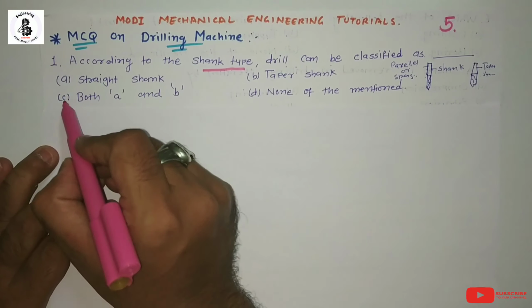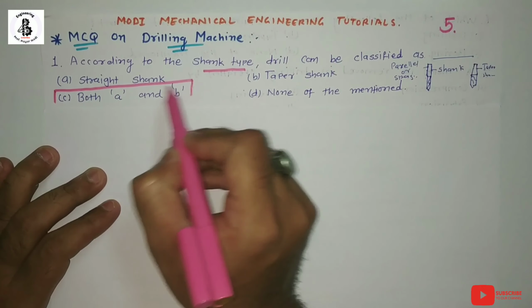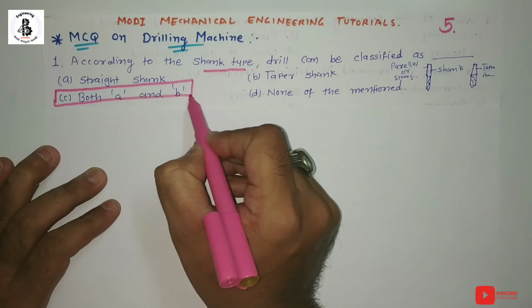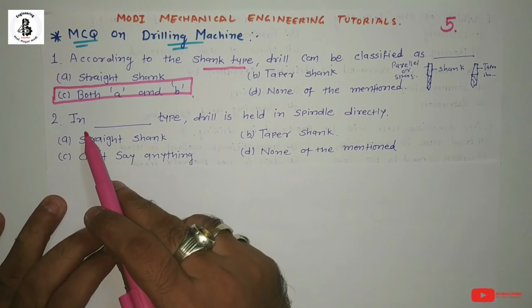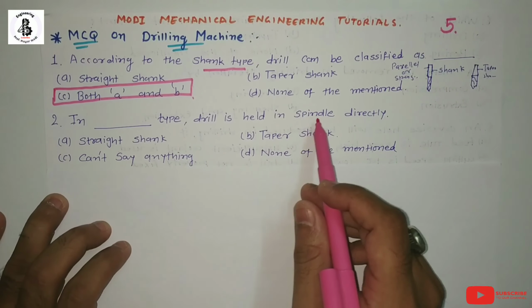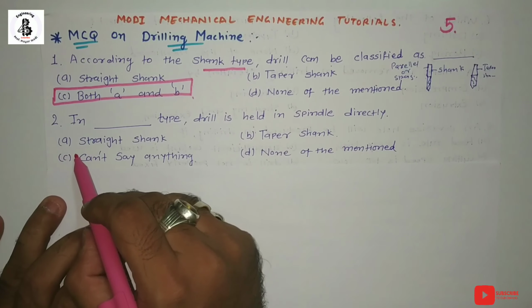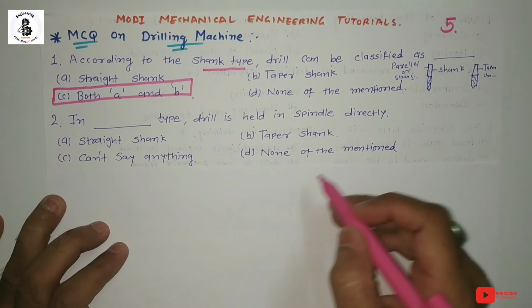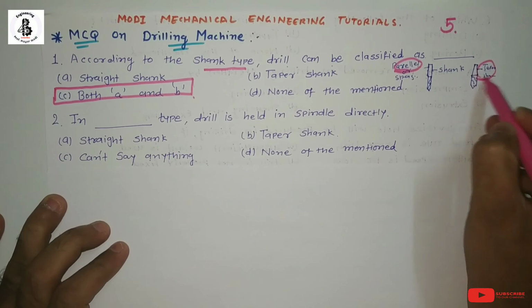According to the shank type, drill can be classified as both straight shank and taper shank. Then we will see the next question. In which type is the drill held in a spindle directly? So basically, shank, we already discussed, has two types, parallel shank and taper shank.